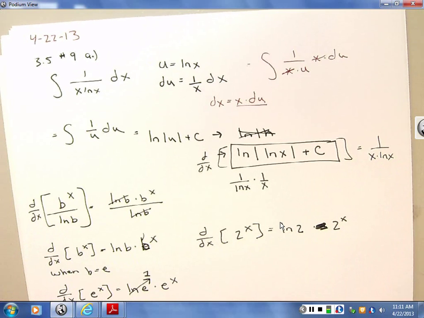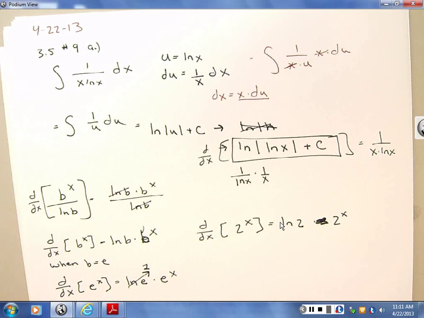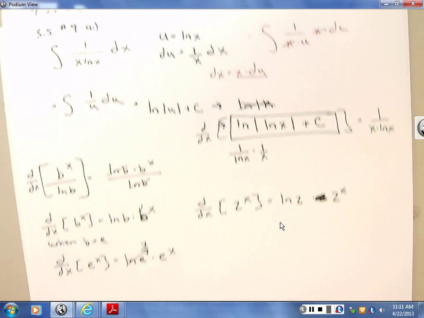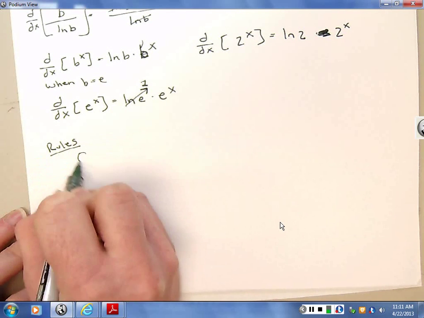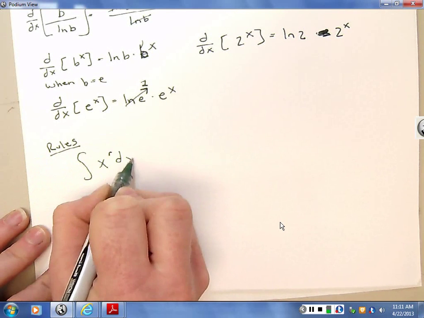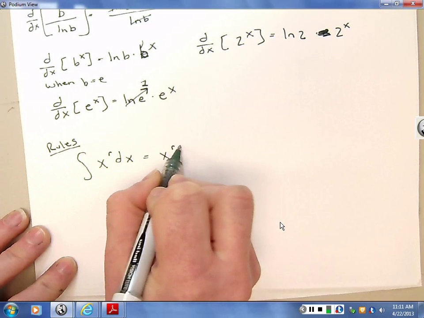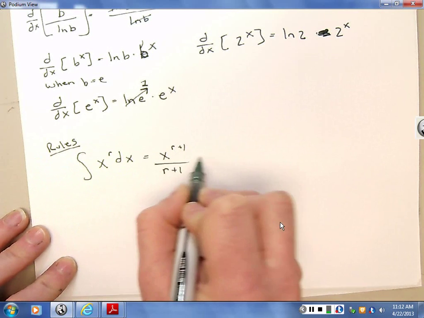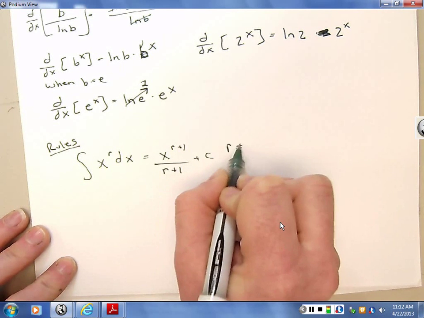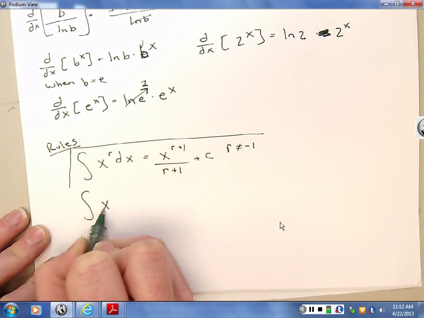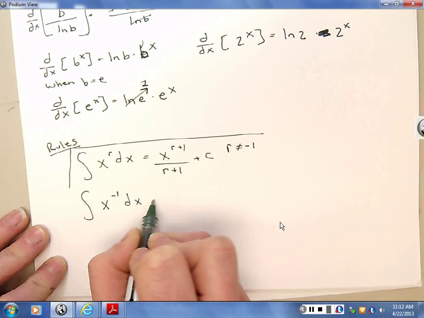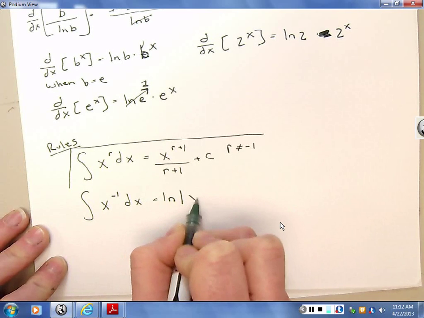Any other questions on the written homework? Is that just a rule we're supposed to memorize, that it's going to be the absolute value? Because I understand absolute value when it comes to squares and square roots. So the rules here, we have the integral of x to the r dx is x to the r plus 1 over r plus 1, right? This is only when r doesn't equal minus 1. And then when you have the integral of x to the minus 1 dx, that is ln of the absolute value of x plus c.